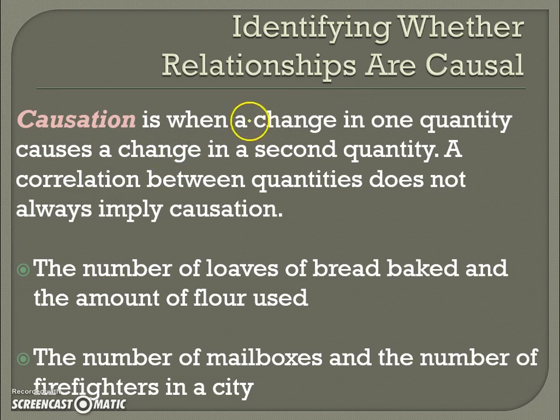Causation is when a change in one quantity causes a change in a second quantity. Correlation between quantities does not always imply causation. For instance, the number of loaves of bread baked and the amount of flour used. The more loaves you bake, that means the more flour you would be using. So this one has a positive correlation, and it is also causation. Okay, they are related to one another.